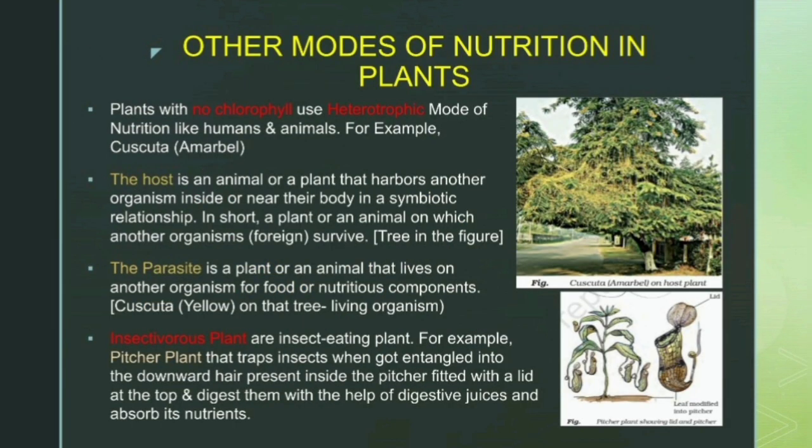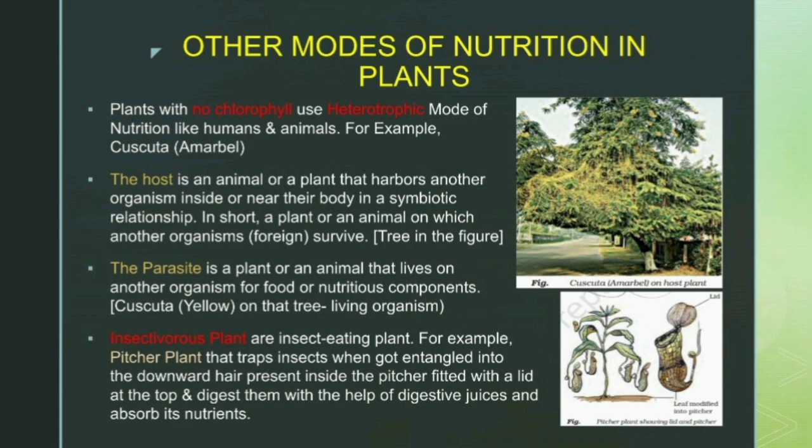In this slide of other modes of nutrition in plants, we can see plants with no chlorophyll. They use the heterotrophic mode of nutrition, like humans and animals. For example, Cuscuta, which we call Amarbel in Hindi. Now, the host is an animal or plant that harbors another organism inside or near the body in a symbiotic relationship. In short, a plant or animal on which another organism survives.